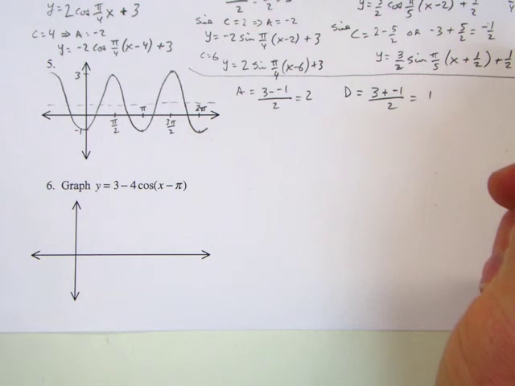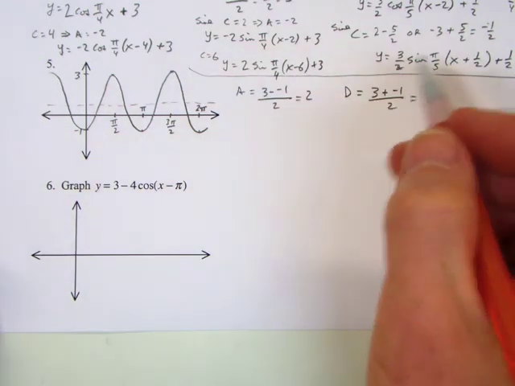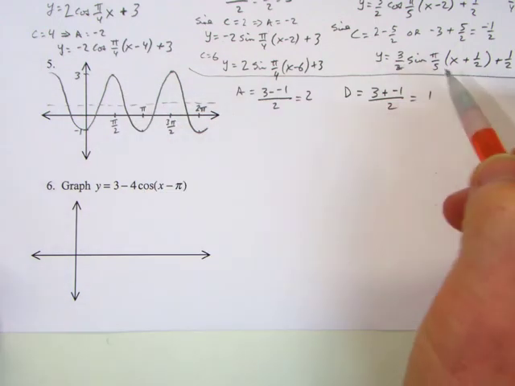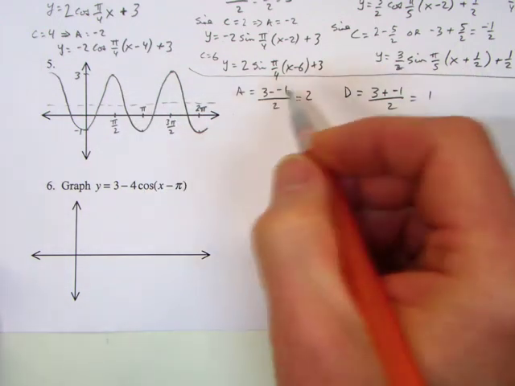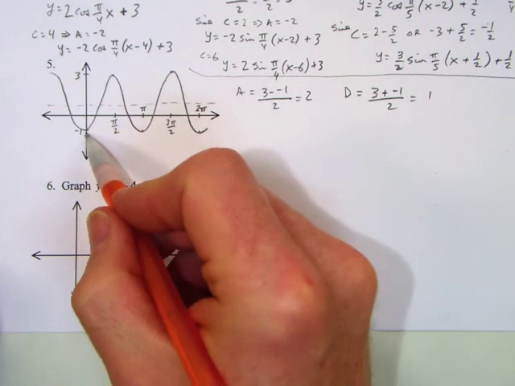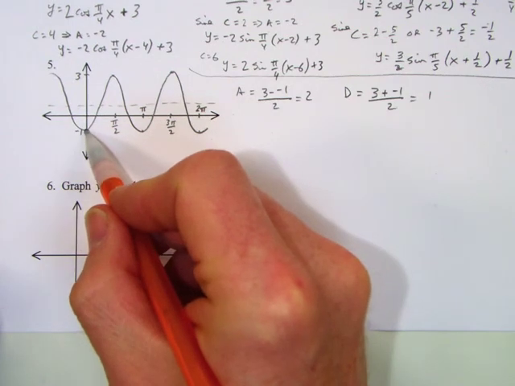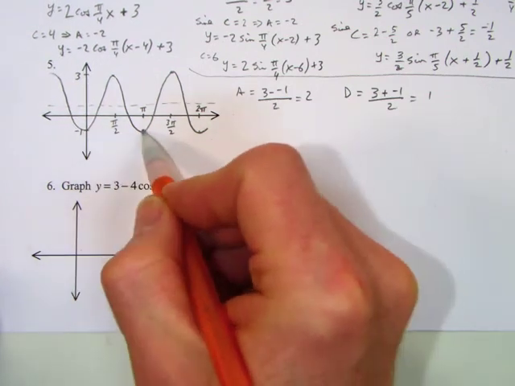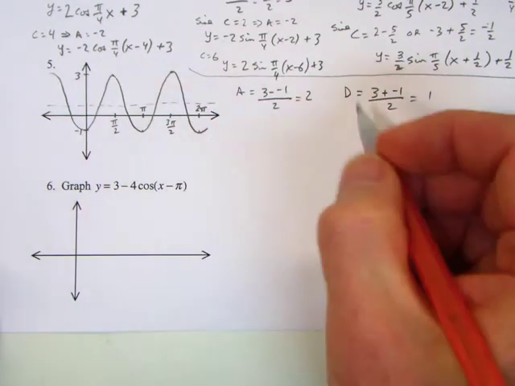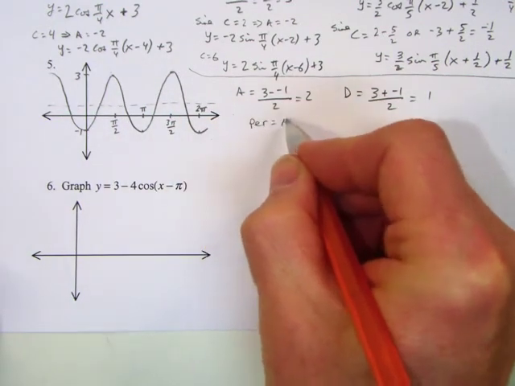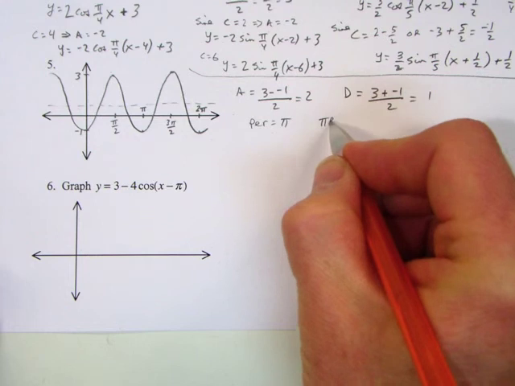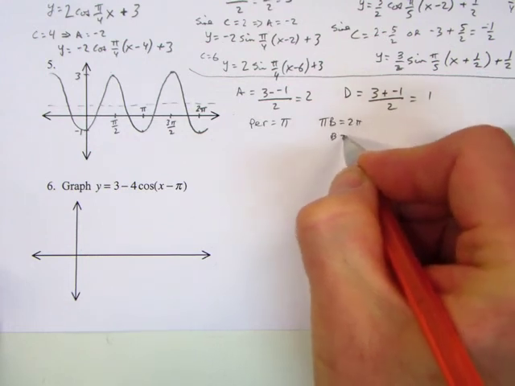Now, when we're looking at this one, we can treat it again however you want in terms of shifting. Oh, did I forget something? I forgot the period on this one. What is the period? The distance it takes to go from low to the low again, or the high to the high, is going to be pi. So the period is pi. So we have pi times b equals 2 pi. B is 2.